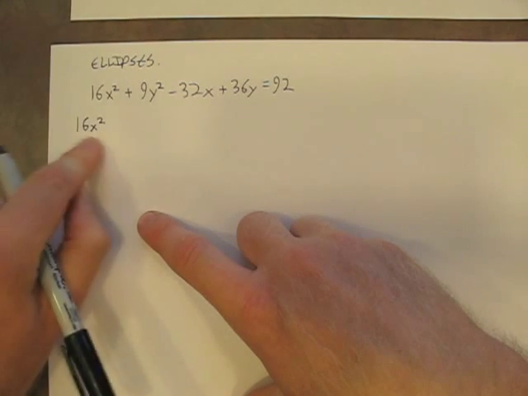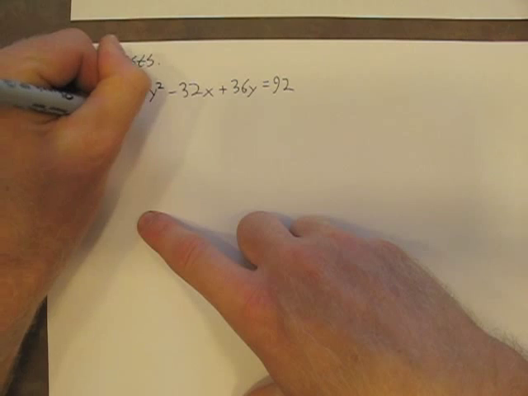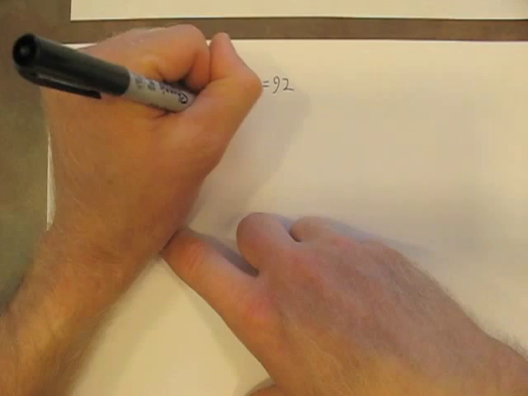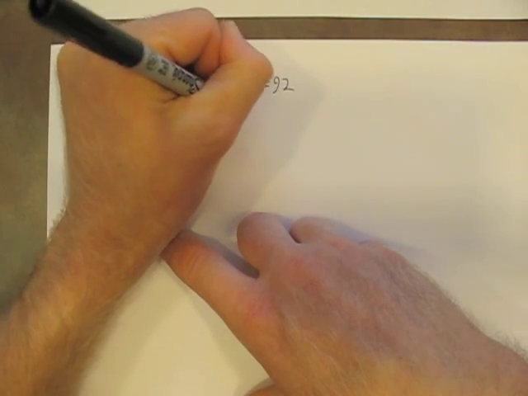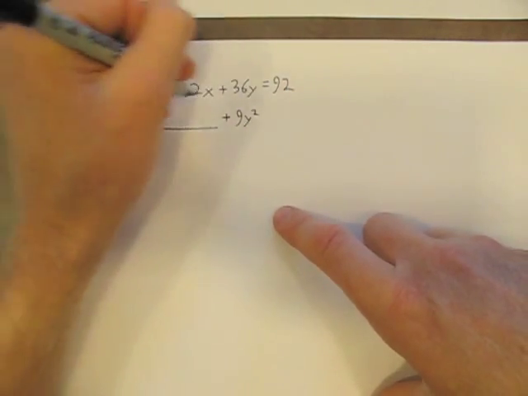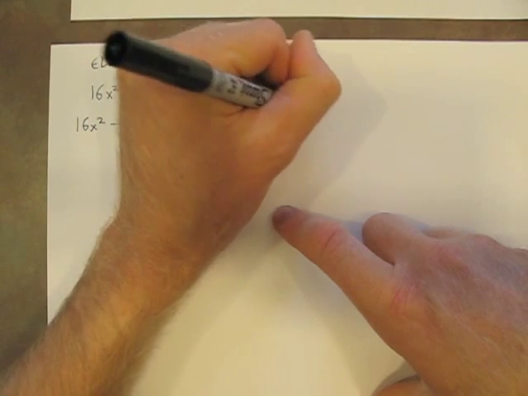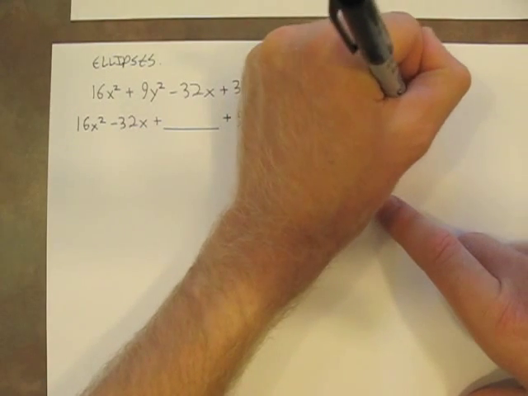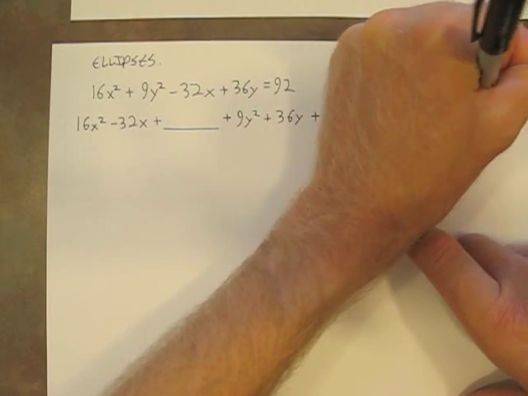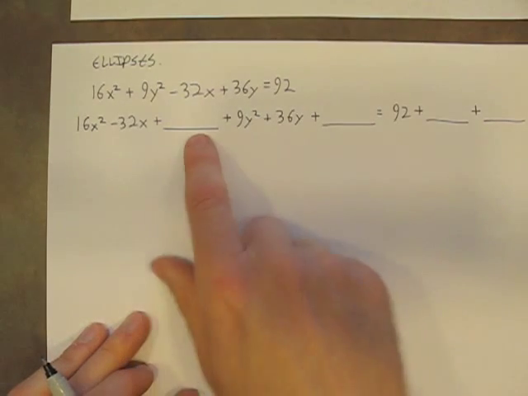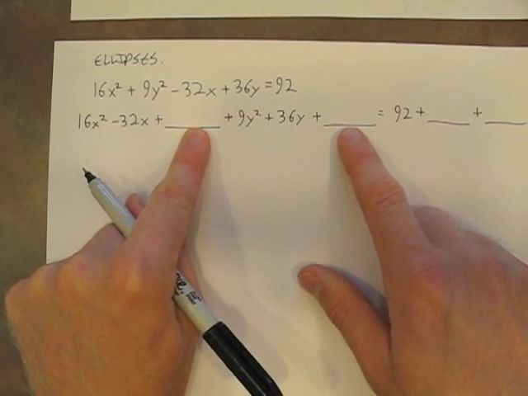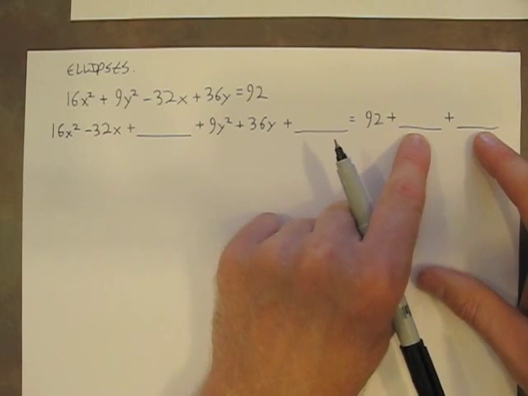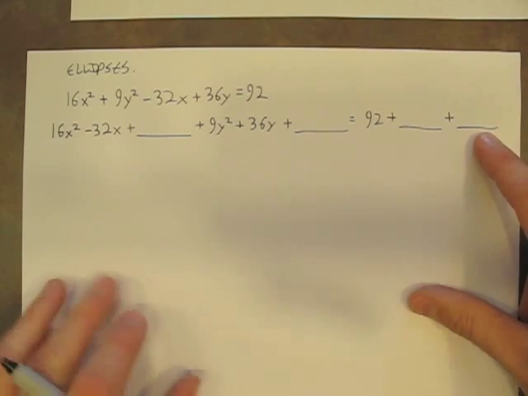16x squared minus 32x plus blank plus 9y squared plus 36y plus blank equals 92 plus blank plus blank. So I'm going to add stuff into these two blanks, and whatever I add to the left side, I need to add to the right side to make the equation still hold.